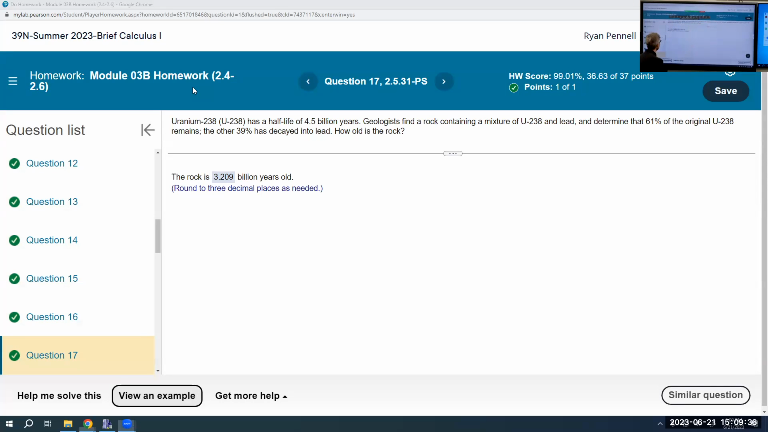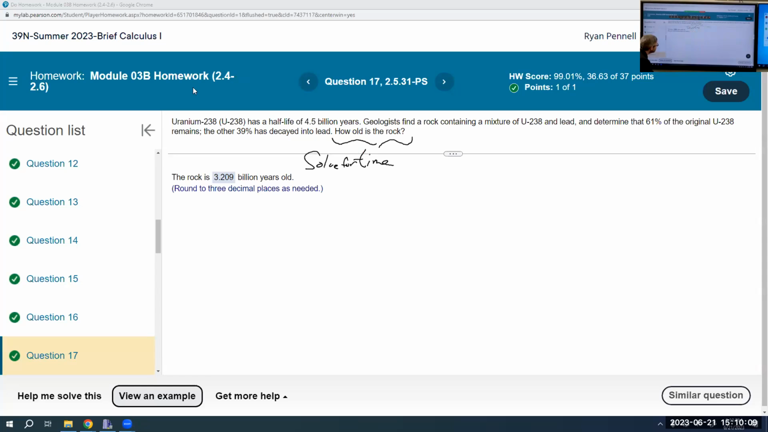Uranium has a half-life of 4.5 billion years. Geologists find a rock containing a mixture and determine that 61% of the original remains. The other 39% has decayed into lead. How old is the rock? How old sounds like time to me. So it sounds like I'm solving for time. That's what it sounds like.